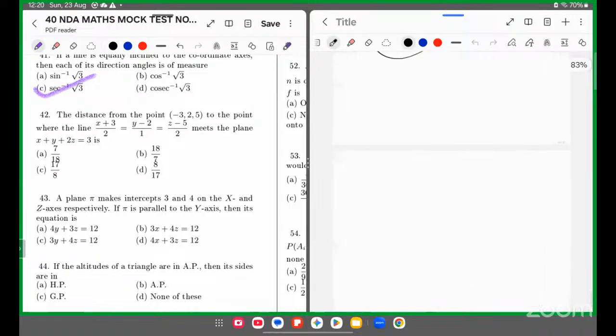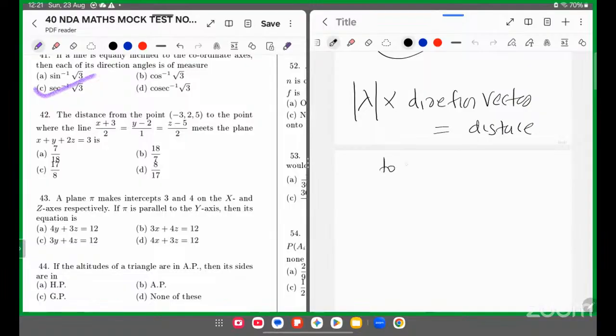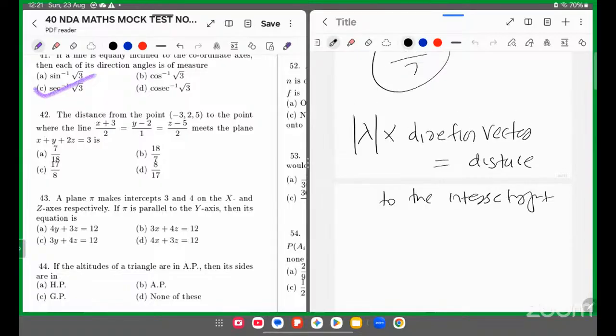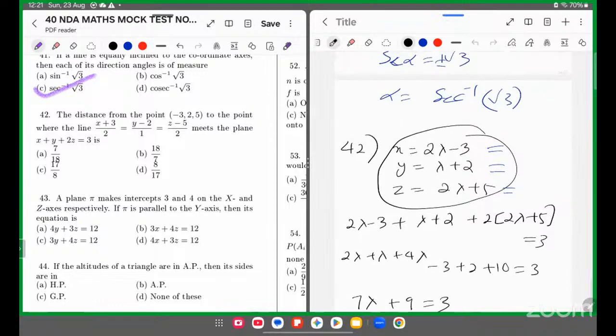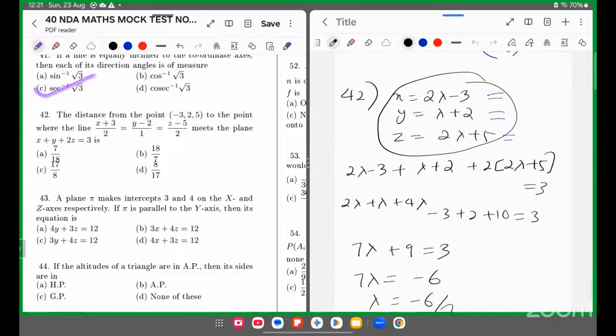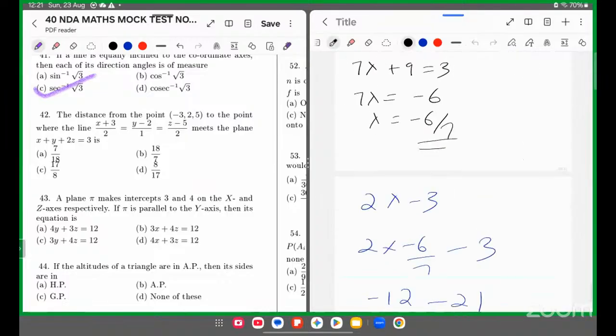Another thing, we can calculate the distance of the point like this: mod of lambda into the direction vector of the line. This is actually the distance to the intersecting point. If you calculate the point, you will be able to get x, y and z. Then you can use the distance formula: x2 minus x1 the whole square plus y2 minus y1 the whole square plus z2 minus z1 the whole square. You will be able to get the answer.